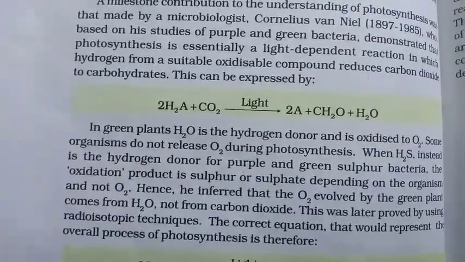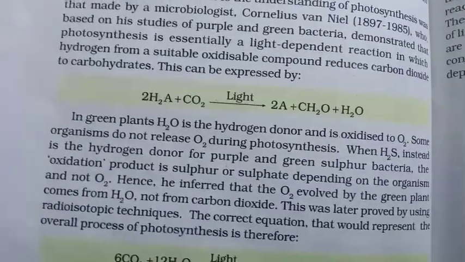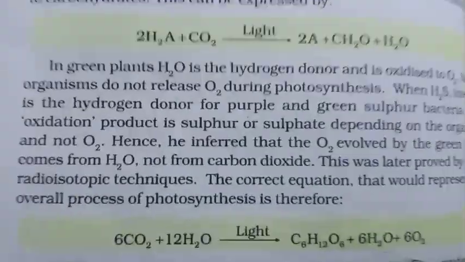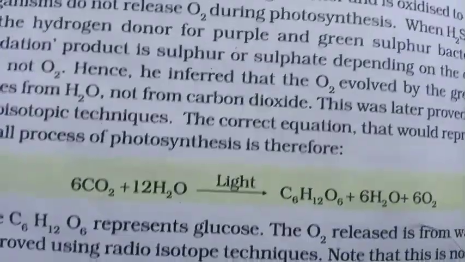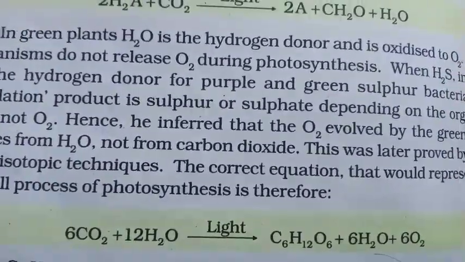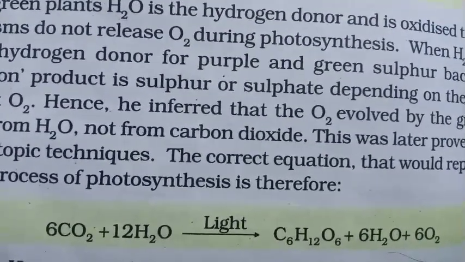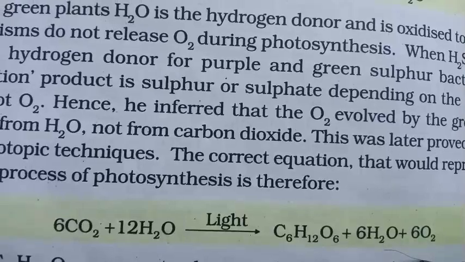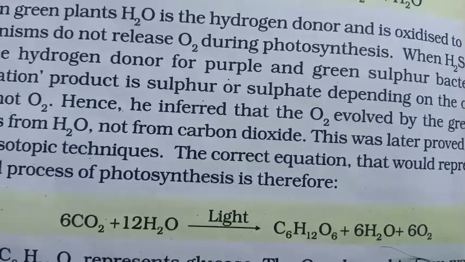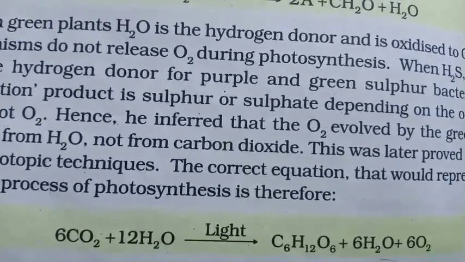And the correct equation that represents the overall process of photosynthesis is 6CO2 + 12H2O, in the presence of light, gives C6H12O6 + 6H2O + 6O2.